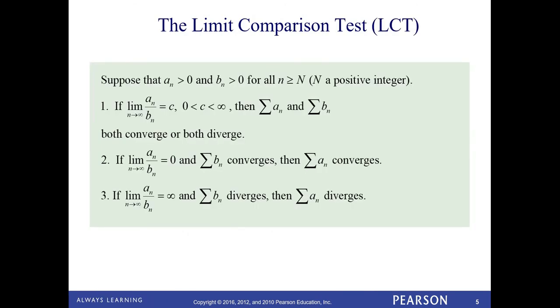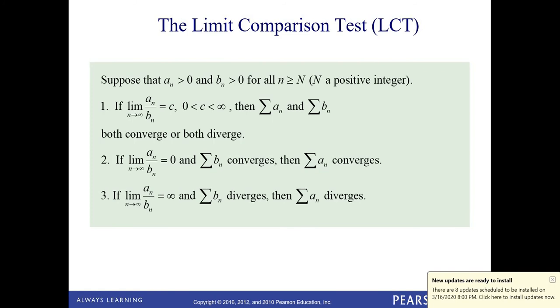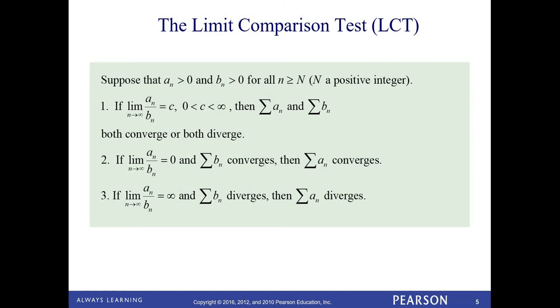The limit comparison test. Suppose that a sub n is greater than 0 and b sub n is greater than 0 for all n. So this is kind of like our other comparison test, but instead of comparing the terms, we're going to compare the limits. So if the limit of a sub n over b sub n equals c, and if c is between 0 and infinity, positive, then the sum of a sub n and the sum of b sub n either both converge or both diverge.